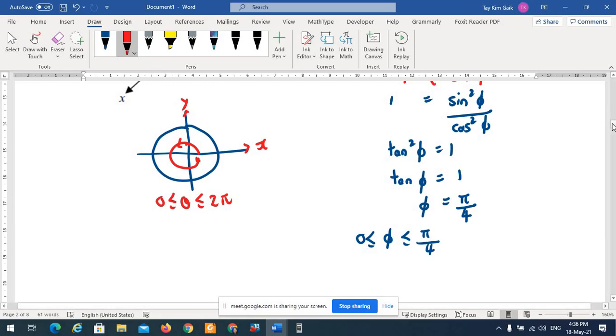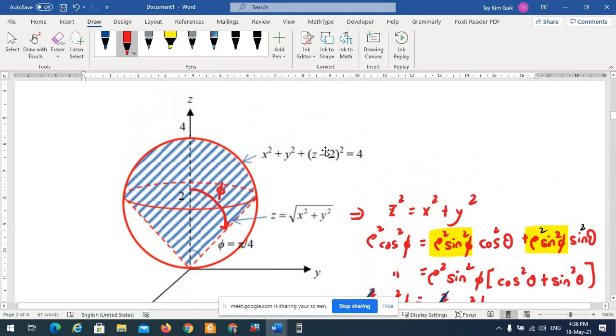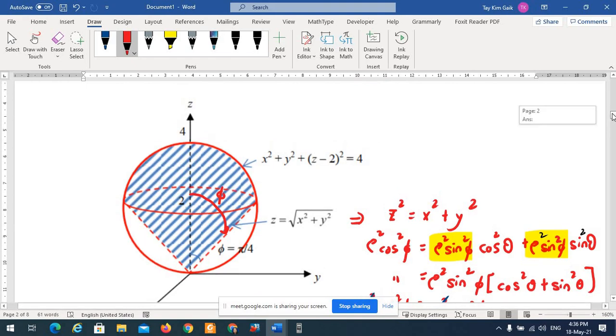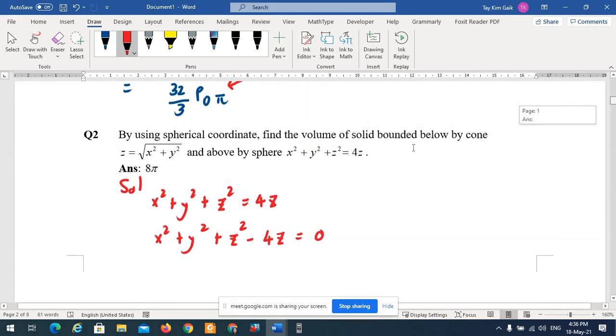So now we are left with how to get rho. From x squared plus y squared plus z, we use back the original equations here.